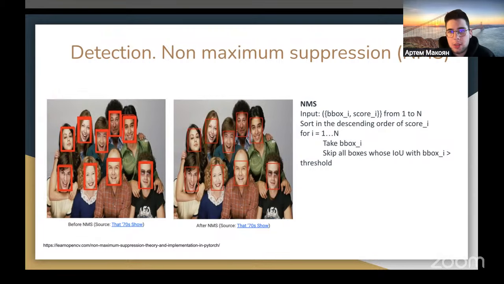Okay. Any questions about non-maximum suppression? That's the name: non-maximum suppression, or NMS. I believe that it's not very hard.